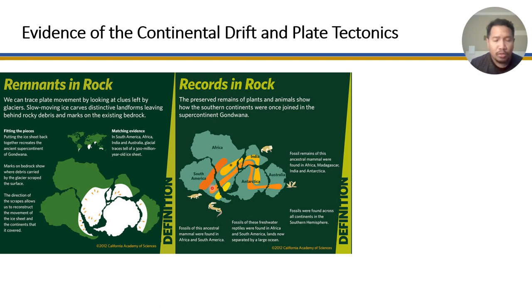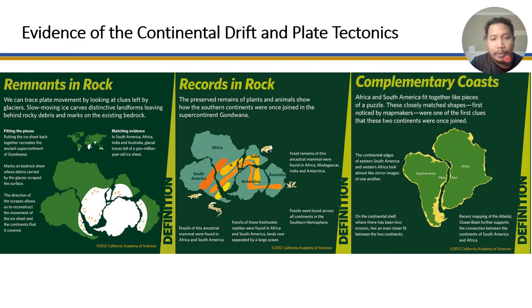The fossils of the ancestral mammal-like Lystrosaurus have been found in Africa, Madagascar, India, and Antarctica. This suggests that all of these continents were once connected and have since drifted apart. These figures also show that fossils of tropical plants and animals have been found in Antarctica. This suggests that Antarctica had a much warmer climate in the past, which is consistent with the theory of plate tectonics, which explains that Antarctica was once located near the equator.